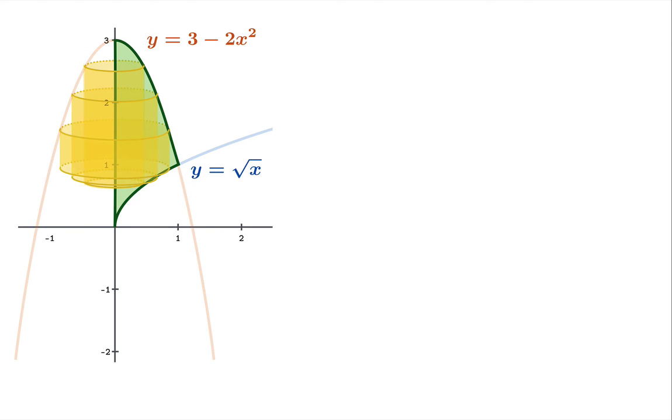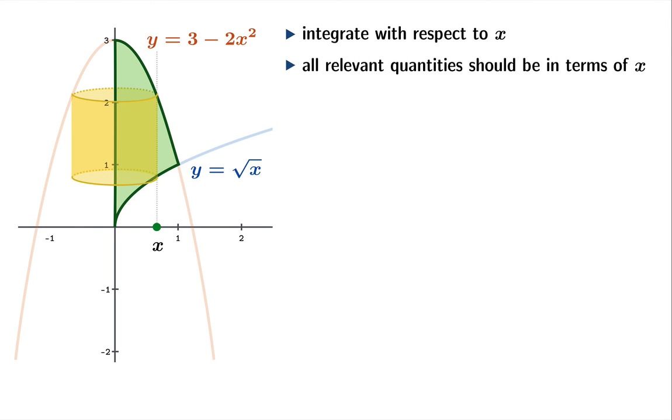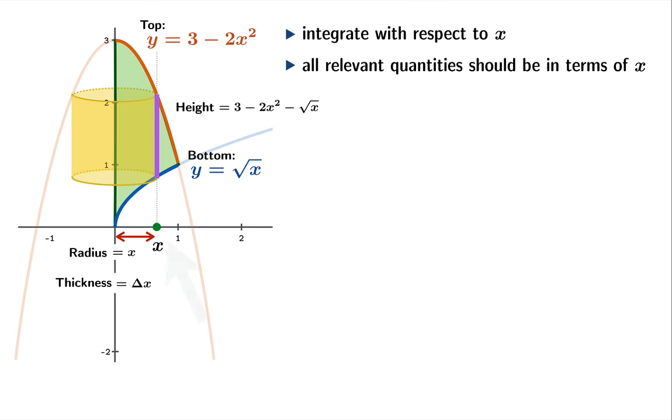So we're going to imagine how the shells fit together. We're going to notice that the skewering axis then is the x-axis. This integral is going to be with respect to x. We have to find all the relevant quantities with respect to x. So here's a prototypical x and a shell that goes with it, and we've got to find everything in terms of x. Our radius, pretty simple in this case, it's just going to be x. Our thickness, delta x. And our height is going to be the top minus the bottom, and that means our height is going to be 3 minus 2x squared minus root x.